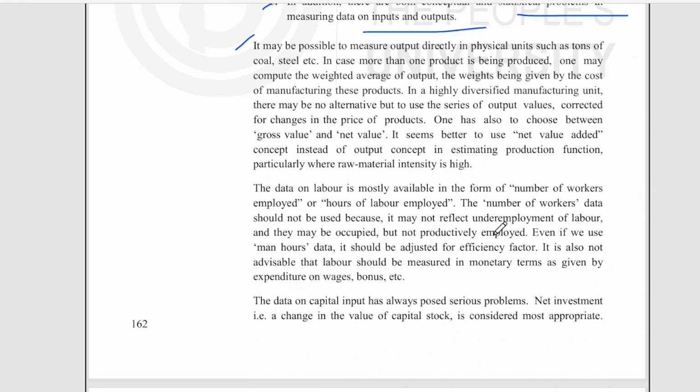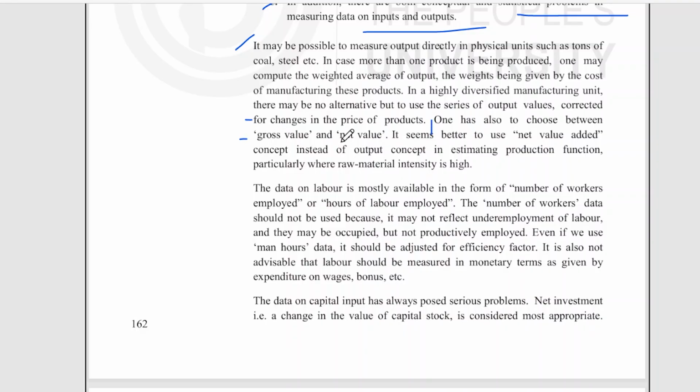And it may be possible to measure output directly in physical units such as tons of coal, steel, etc. In case more than one product is being produced, one may compute the weighted average of output, the weights being given by the cost of manufacturing these products. And in a highly diversified manufacturing unit, there may be no alternative but to use a series of output values corrected for changes in the price of the products. One has also to choose between gross value and net value.